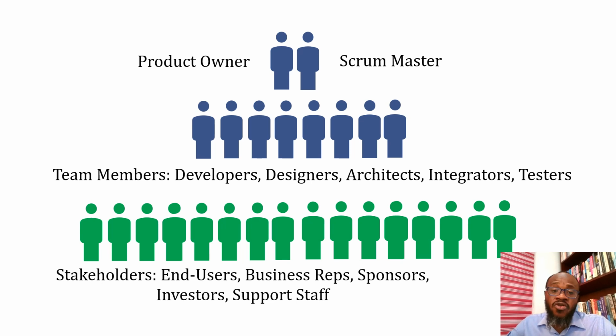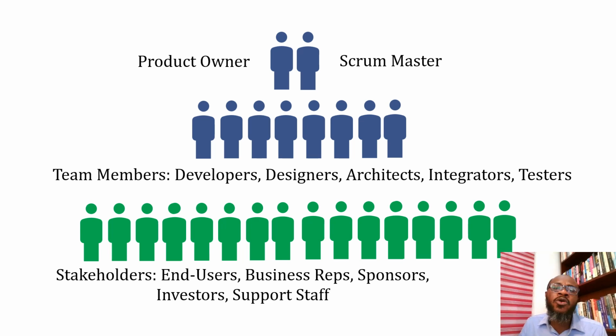Then we come to stakeholders. As I've already mentioned, on Agile projects, other stakeholders on the project, we prefer to have them as part of the project team so that on a regular basis, they can be part of the development process. We can incorporate their minds, we can incorporate their expectations, whatever changes they may have in terms of the requirements, we can receive those changes in real time and feed them into the process. So we have stakeholders like end users as part of the development process. We have business reps, sponsors, investors, support staff.